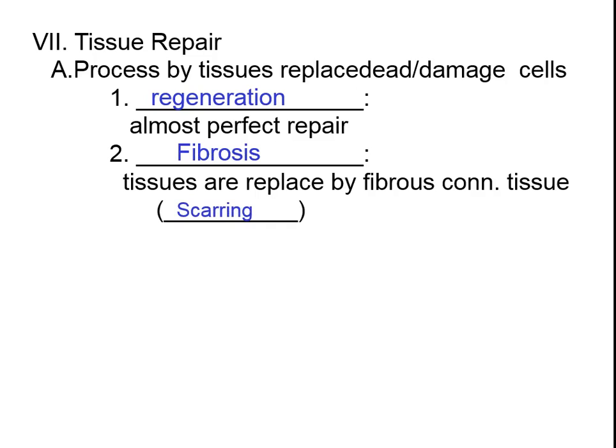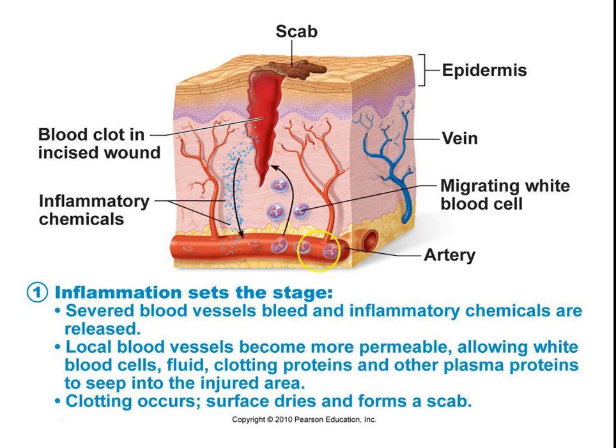So what we want is regeneration, but sometimes what we get is scarring. So what happens when you damage a tissue? We damage a tissue, and one of the first steps in the repair process is called inflammation. What happens is that the tissue becomes red, hot, swollen, and painful, and that's because you release histamine. Histamine is a vasodilator, so it's going to make your blood vessels in your area bigger and more permeable.